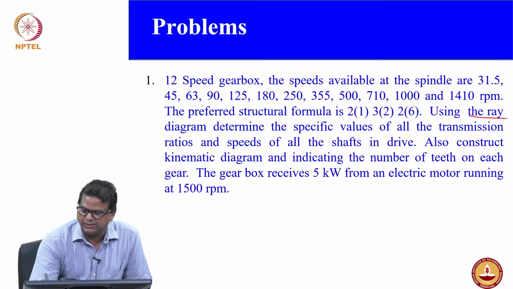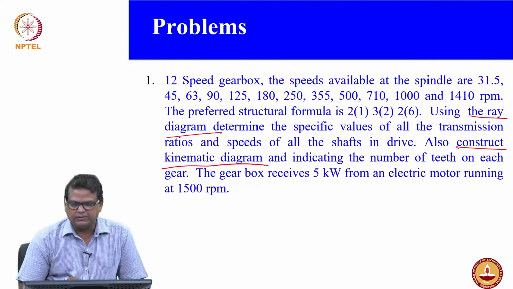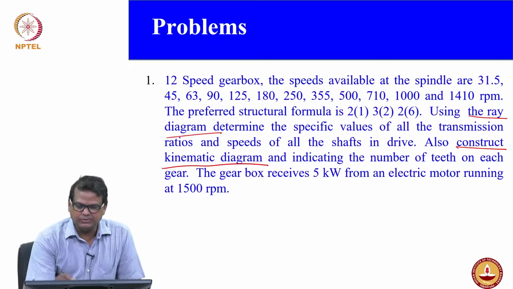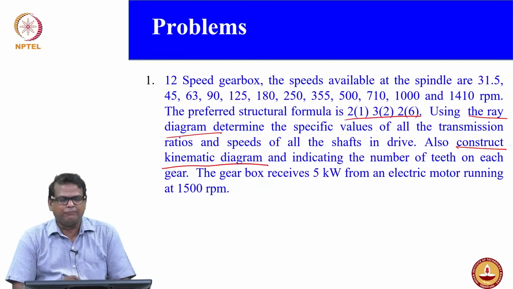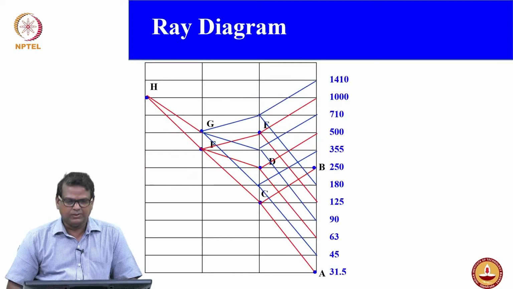We have completed the ray diagram here, and we need to construct the second part, the kinematic diagram, and later discuss the number of teeth for each gear in the gearbox. This is the structural formula: 2 of 1, 3 of 2, 2 of 6. This is the structural formula given.